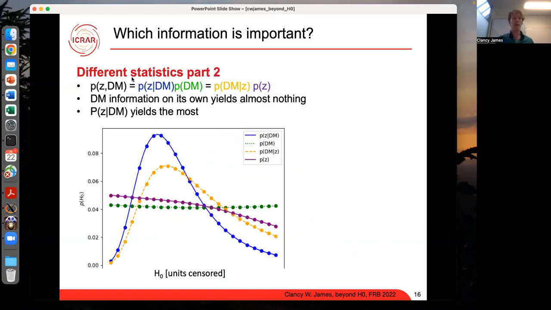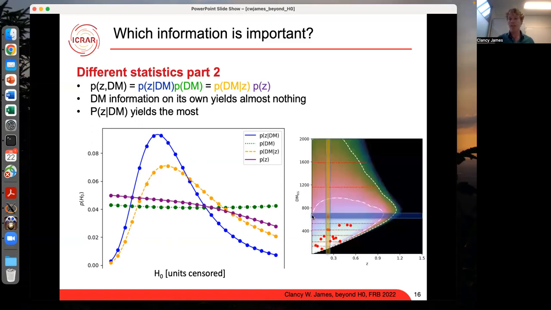But you can go further. This can, in turn, be broken up into either saying, given you're an observer who detects FRBs with a certain DM distribution, what is the measured redshift given that DM? Or you can ask from a theoretical point of view, given some population of FRBs going off at redshift z, what is the induced dispersion measure that those FRBs get after propagating from redshift z? It turns out that the DM distribution on its own yields almost no information on the Hubble constant, whereas the most is given by the probability of redshift given DM, which is effectively, in this PZ-DM distribution, taking this slice through here.